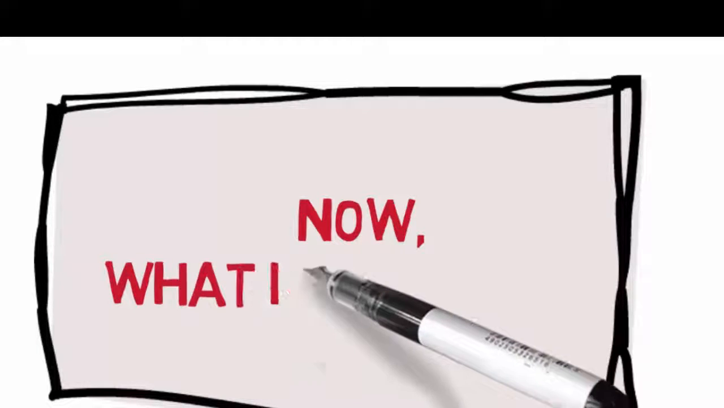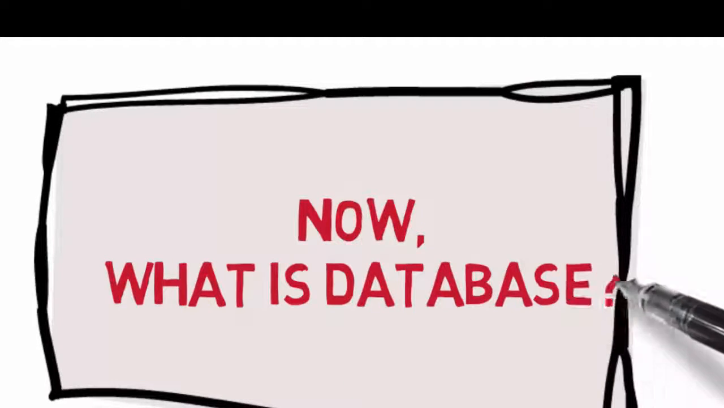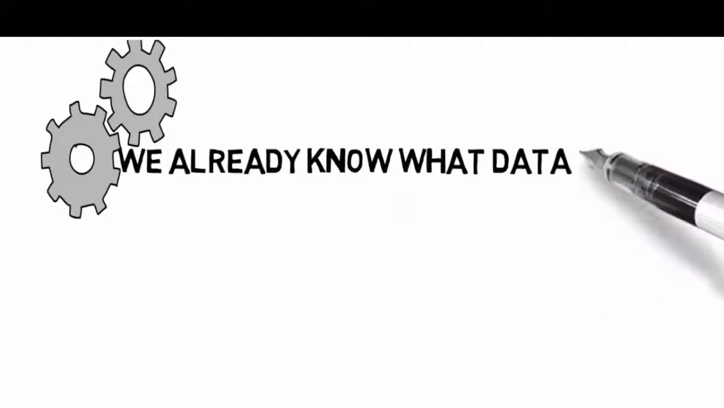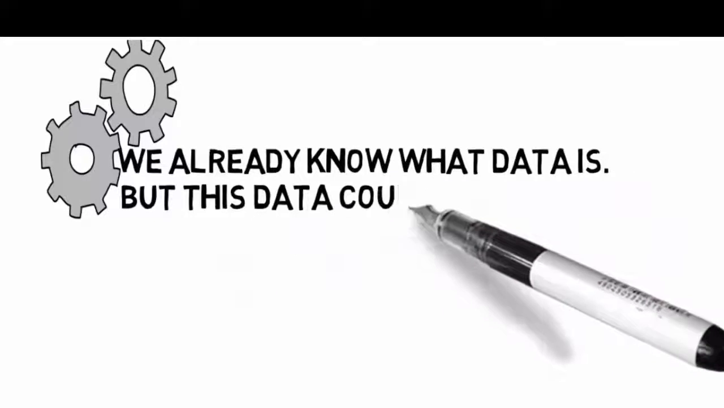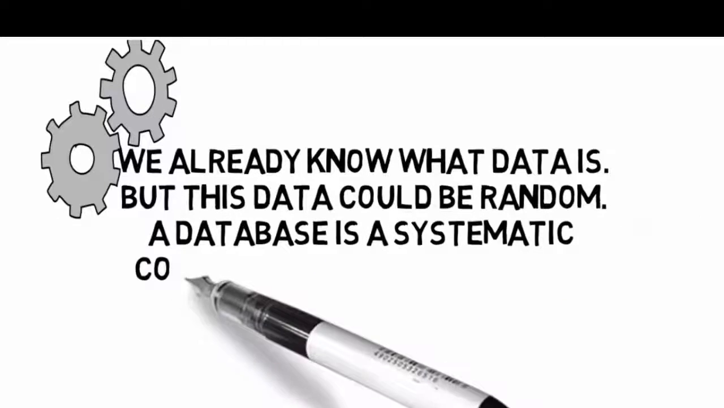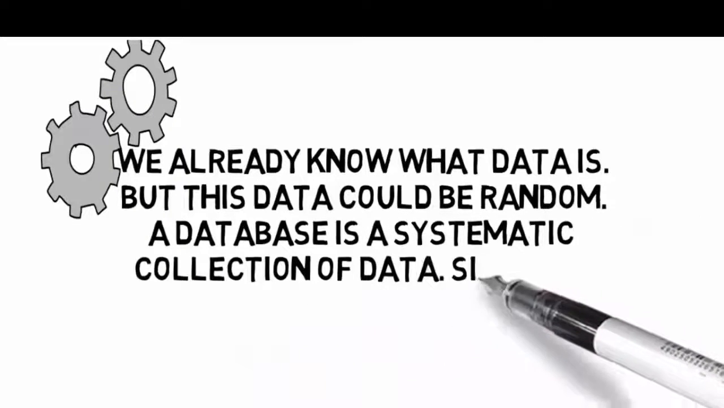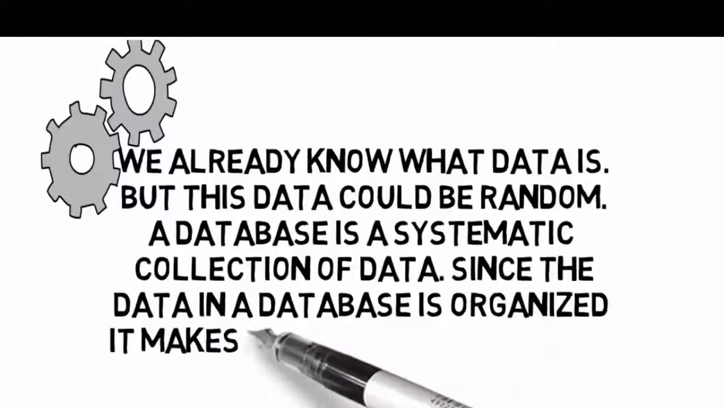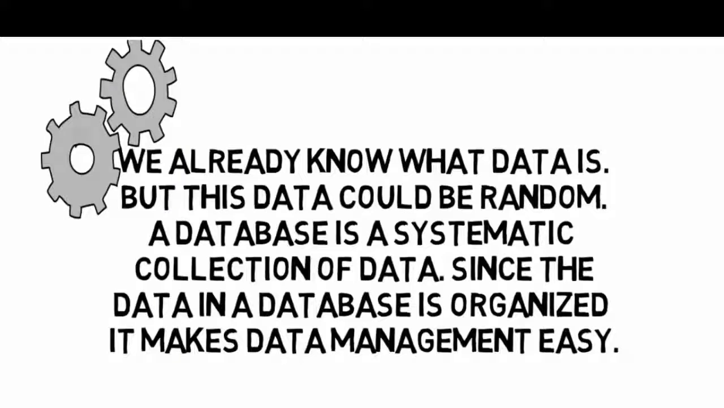Now, what is a database? We already know what data is, but this data could be random. A database is a systematic collection of data. Since the data in a database is organized, it makes data management easy.